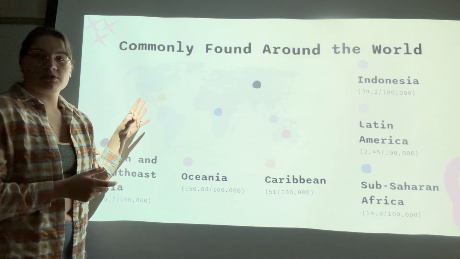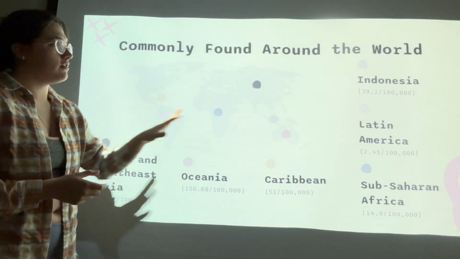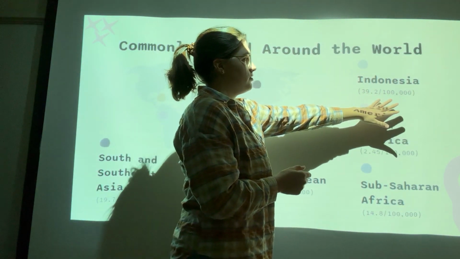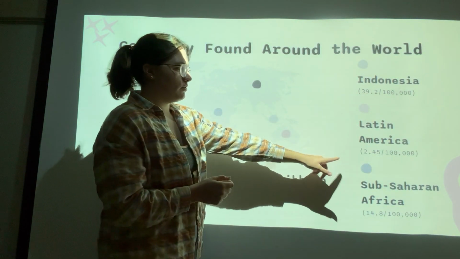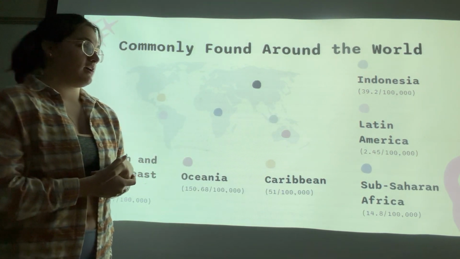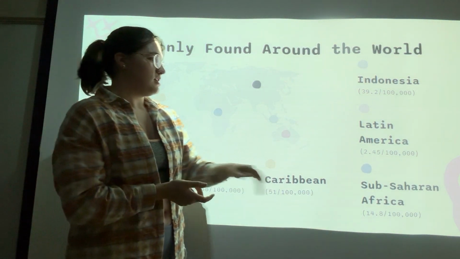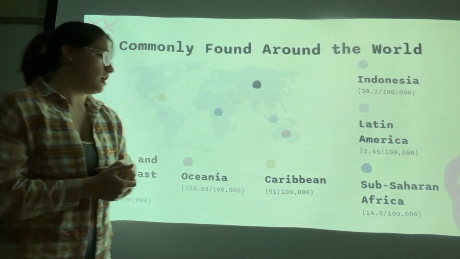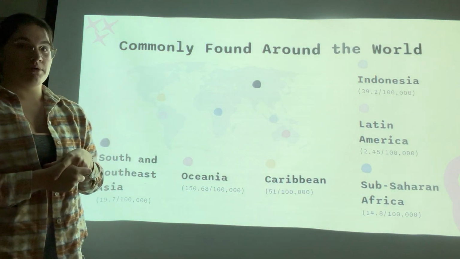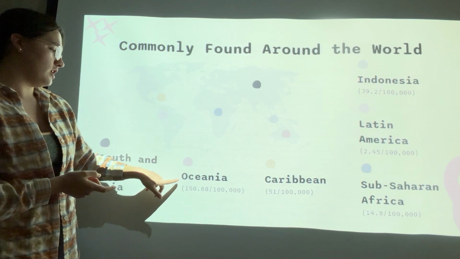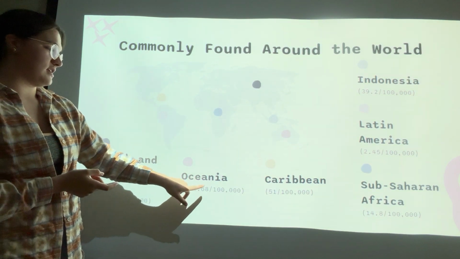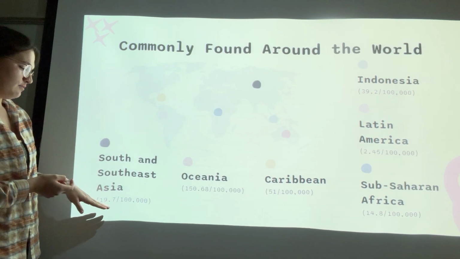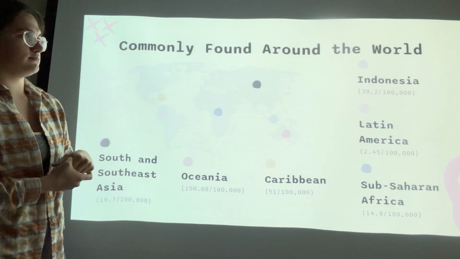So these are just some of the most common areas that they would be found. Indonesia has a rate of 39.2 per 100,000. Latin America would be 2.45 per 100,000. Sub-Saharan Africa is 14.8 per 100,000. The Caribbean would be 51 per 100,000. Oceania would be 150.68 per 100,000. And South and Southeast Asia is 19.7 per 100,000.